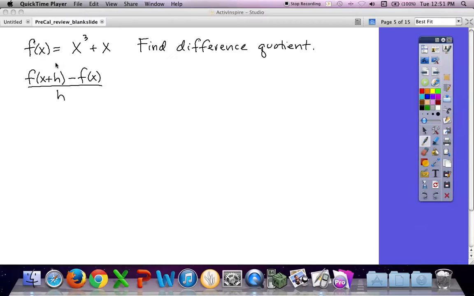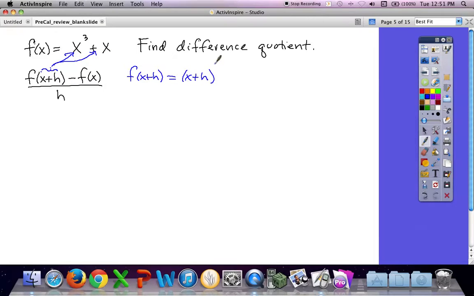So the first step is always, how do you find f of x plus h if you have an equation for f of x? You plug in what? You plug in the x plus h, here and here. So that'll be f of x plus h equals x plus h to the third plus x plus h.